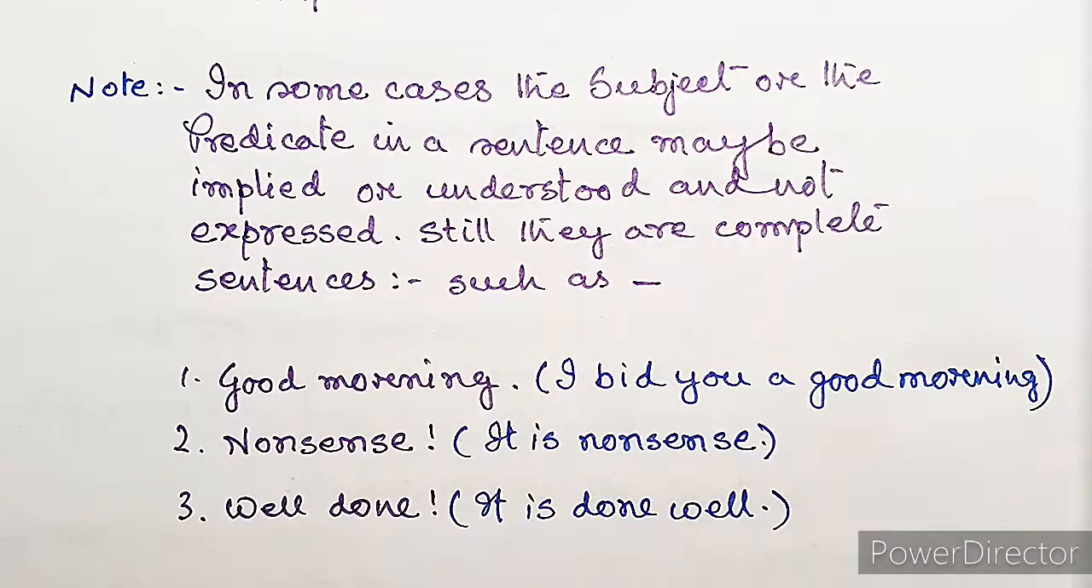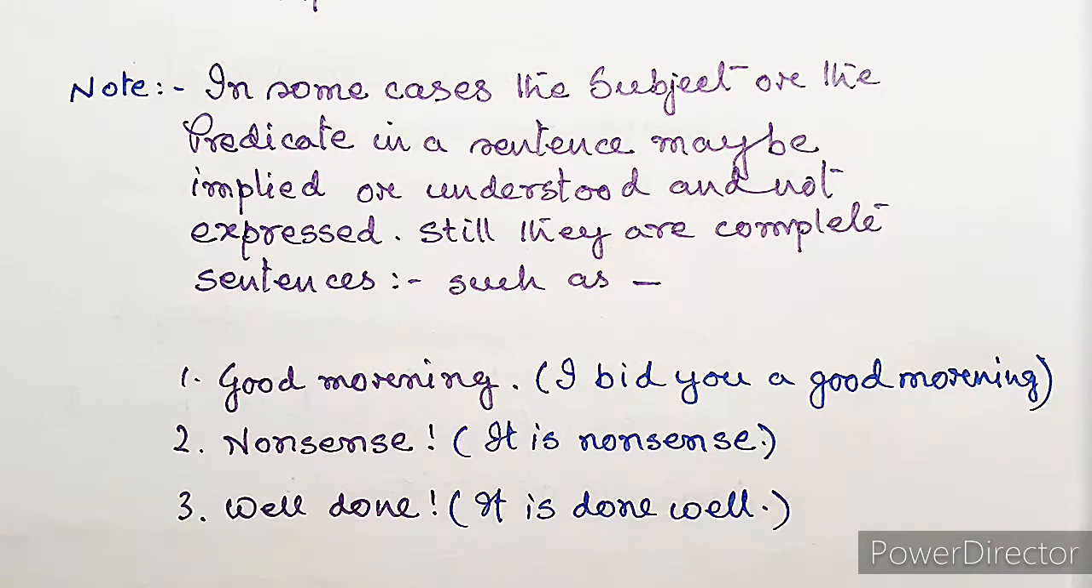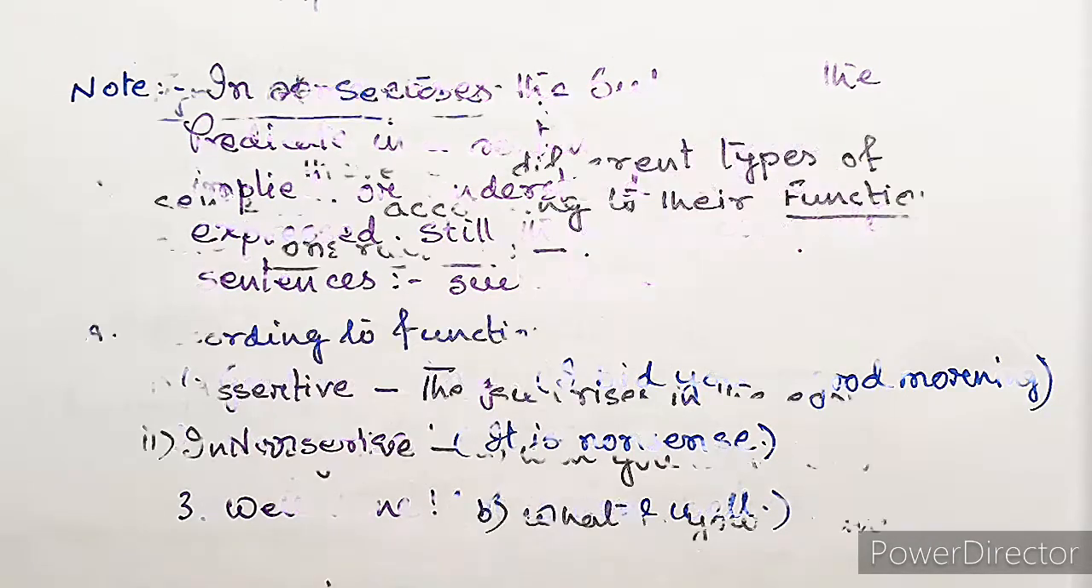For example, good morning. Example 2, nonsense. Example 3, well done. Note, in all these sentences, the subjects are missing. Now see, the example 1 is an abbreviated form of the complete sentence, and the complete sentence is I bid you a good morning. Now example 2, the complete form is it is nonsense, and in example 3, the complete form is it is well done.